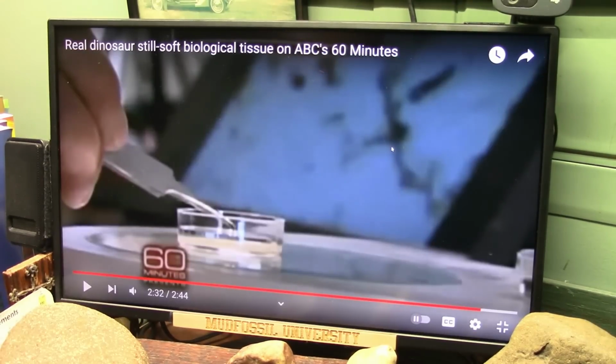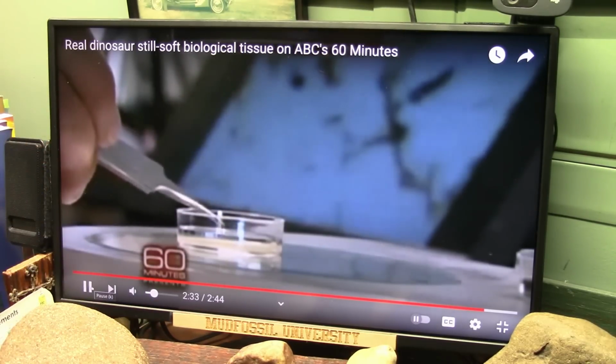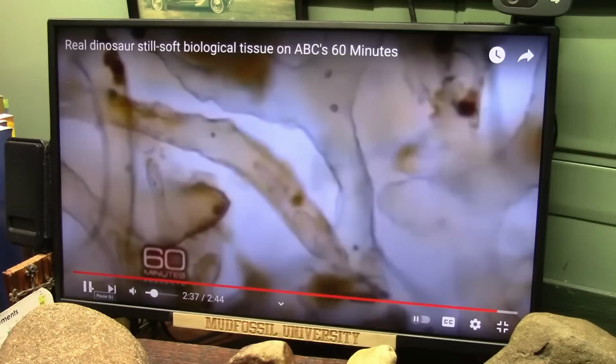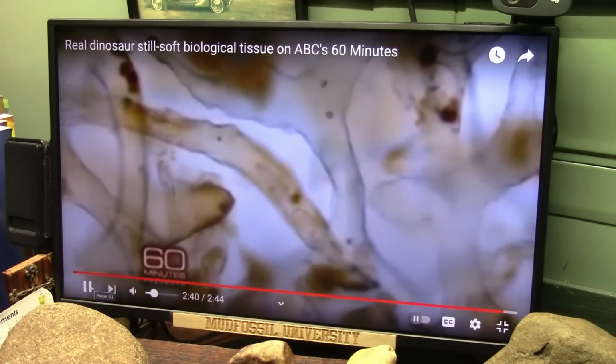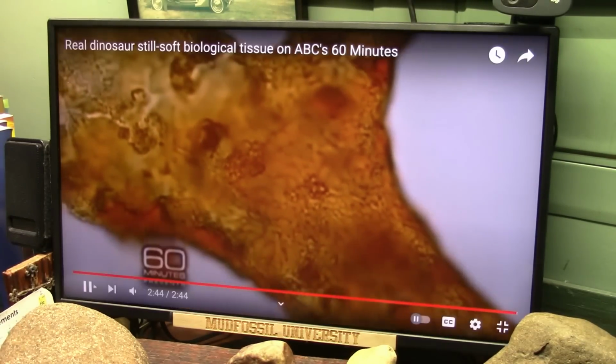All right, so anyway, here she is finishing up about her non-acceptance. And while some of her critics have been swayed, the controversy still rages, and the stakes are high. If blood vessels can survive 80 million years, what about DNA?